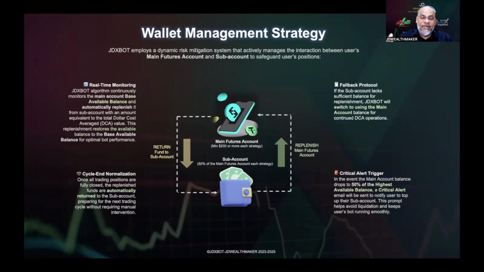And also, please understand, guys, JDX Bot is basically using cross margin. When we use cross margin, we use all the funds in your available balance to protect your account. We are not using isolated margin. So please understand that although it is high risk, it will also deliver the highest return for our users.